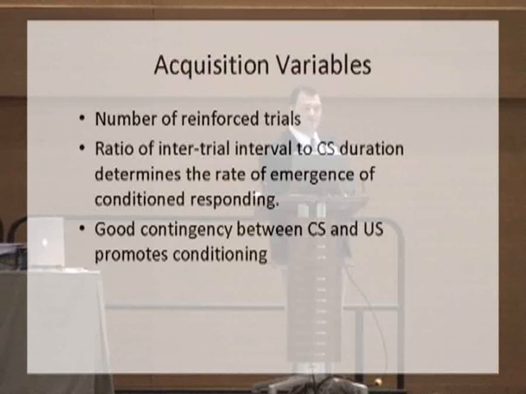A very powerful phenomenon that we observe in the acquisition of simple conditioned responding is that the ratio of the intertrial interval to the CS duration controls the rate of the emergence of conditioned responding. This was the great finding of Gibbon and Balsam. The time between trials is the intertrial interval. The duration of the CS is the time from the onset of the CS until the US is delivered. The further apart the trials are spaced, the faster conditioning is. The shorter the CSs are, the faster conditioning occurs.